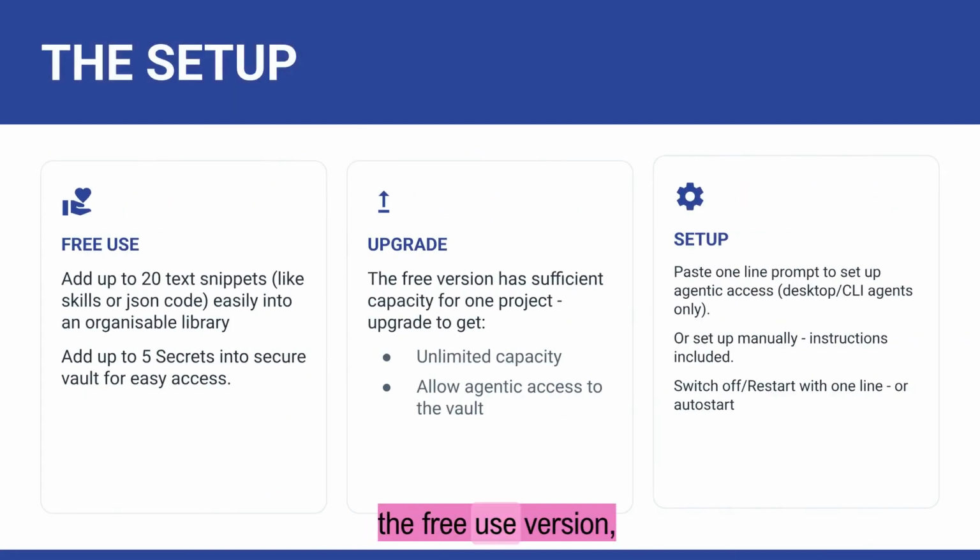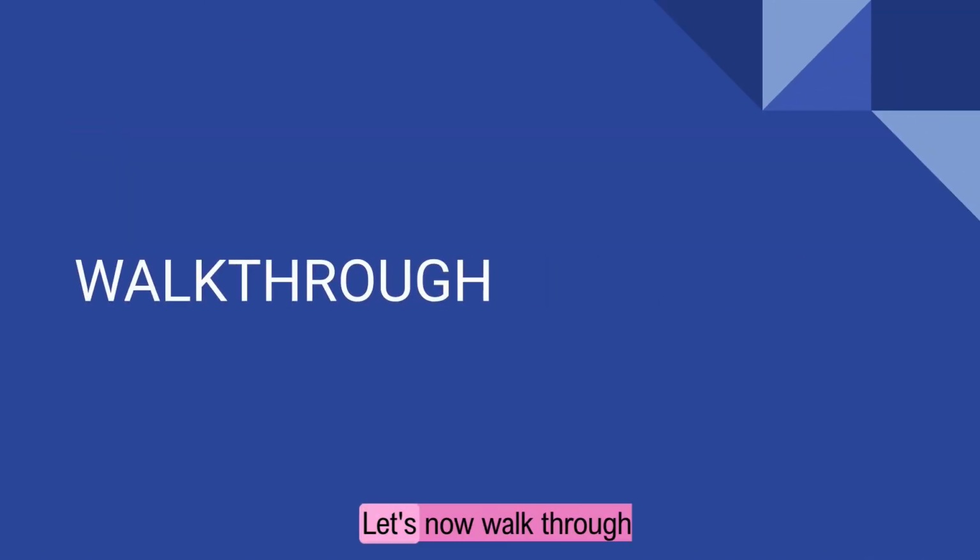You can start with the free version, which allows for up to 20 text snippets and 5 secrets. Upgrading provides unlimited capacity and agentic access to the vault. Let's now walk through how to use Agentvault and its features.